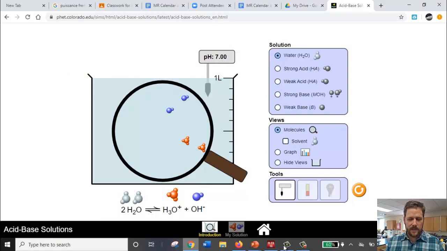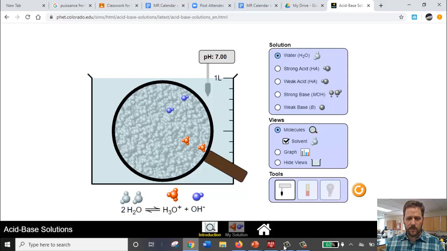So in this PhET app, we're modeling water first, and you can see that in the water, there's very few hydronium and hydroxide ions shown. I'm going to select solvent, and the solvent is water. All these gray molecules in the background, you can see there's many, many, many times more solvent molecules, water molecules, than there are hydronium or hydroxide. As a matter of fact, it's almost impossible to represent this graphically, since there should only be one red and one blue for every 10 million of the other gray ones here.